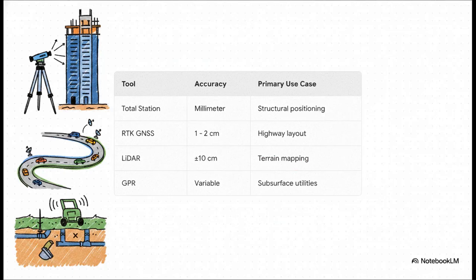But how do we drag those flat, 2D drawings onto the physical, uneven Earth? We rely on some seriously advanced surveying tools. Take the total station. It gives you the millimeter-level precision you absolutely need for high-rise foundation alignments. Then you've got RTK GNSS giving you 1 to 2 centimeter accuracy for those sprawling highway layouts. And ground-penetrating radar? That literally lets you see buried utilities before your excavators accidentally rip open a water main.